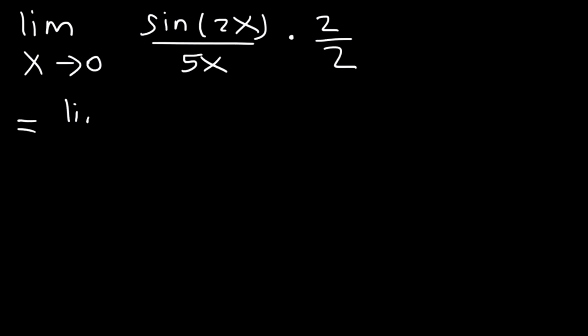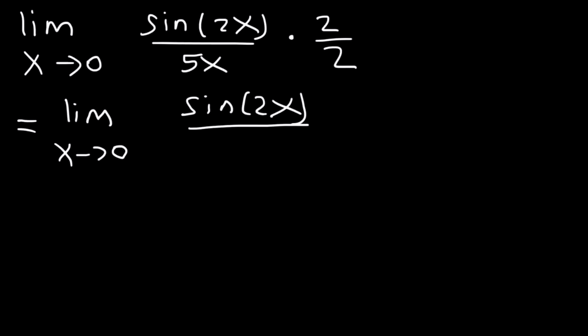So we can rewrite it as the limit as x approaches 0 of sine 2x divided by 2x, times 2 over 5. So I just switched the places of these two numbers. 5 times 2 and 2 times 5, they both equal 10. So the value is still the same. Now, once these two values are the same, you can use substitution. So we're going to let y equal 2x.